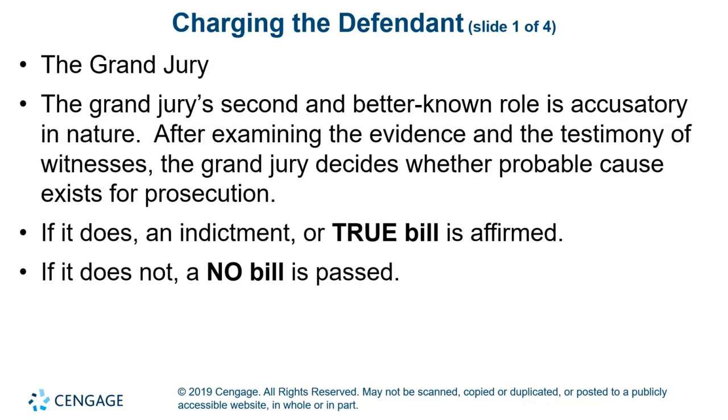The grand jury's second and better known role is that of being accusatory, because after examining the evidence and testimony, the grand jury decides whether there's probable cause for prosecution. If it does, an indictment is issued and it's called a true bill, which means the indictment is affirmed. If it does not, they issue a no bill, which means that there's not enough probable cause.